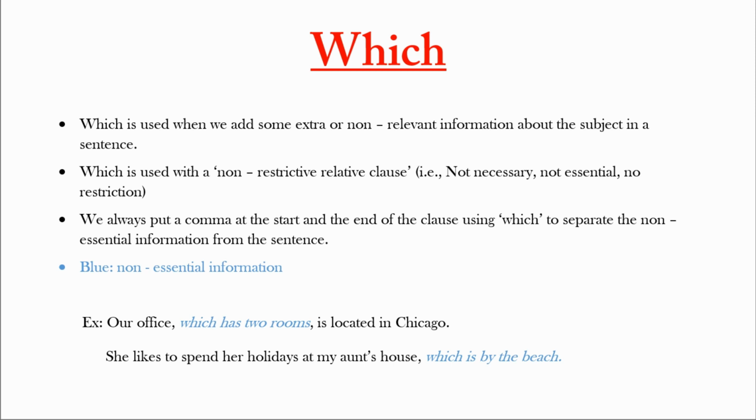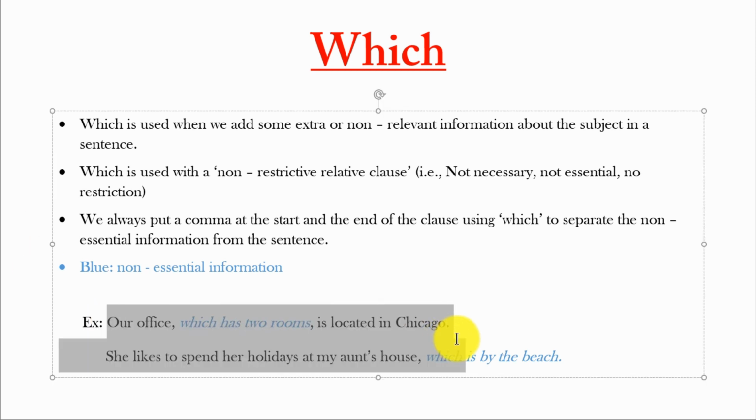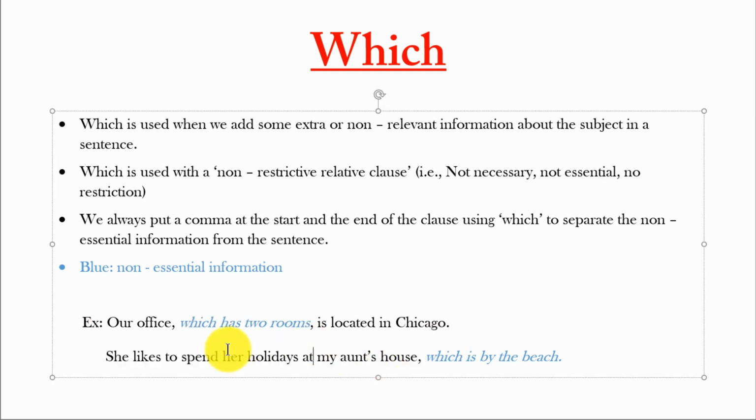Now, which is used when we add some extra or non-essential, non-relevant information about the subject in a sentence. Now take this sentence for an example. What is the subject here? Office is the subject. The entity which is being talked about is the subject, or office. So office is the subject.